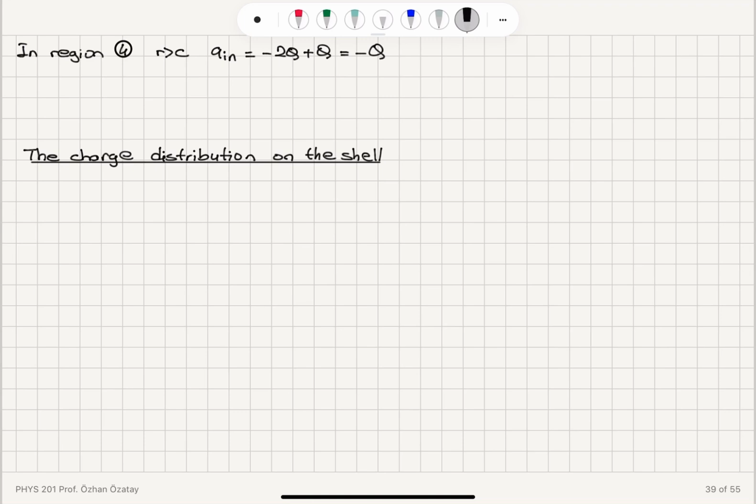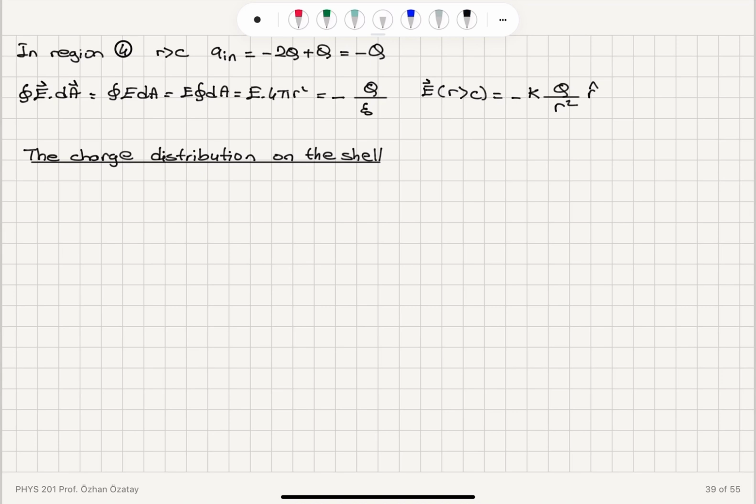Now we can write Gauss's law. The closed surface integral E dot dA is E dA, again cosine 0. The electric field is constant on the surface, so that is E times 4 pi r squared, equal to the charge enclosed, which is minus Q, divided by epsilon 0. Therefore, we find the electric field in region 4, r greater than c, to be minus k Q over r squared r hat. So it's in the minus r hat direction.